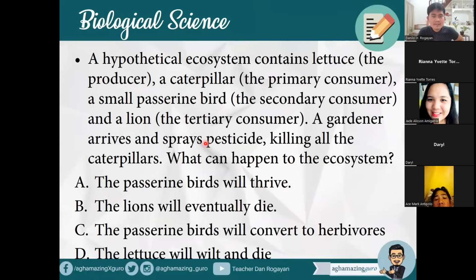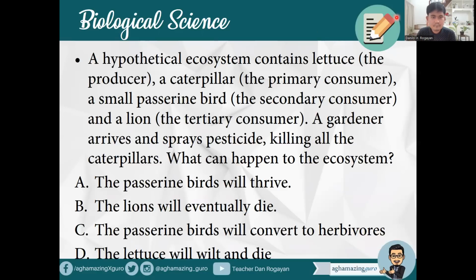Next, no, a hypothetical ecosystem contains lettuce, the producer, a caterpillar, the primary consumer, a small passerine bird, the secondary consumer, and the lion, the tertiary consumer. A gardener arrives and sprays pesticide, killing all the caterpillars. What can happen to the ecosystem? A, the passerine birds will thrive. B, the lions will eventually die. C, the passerine birds will convert to herbivores. Or letter D, the lettuce will wilt and die.